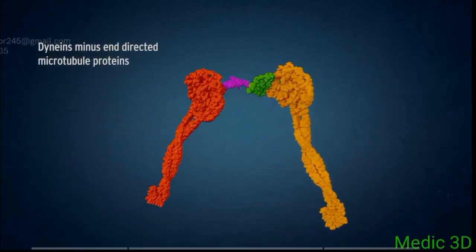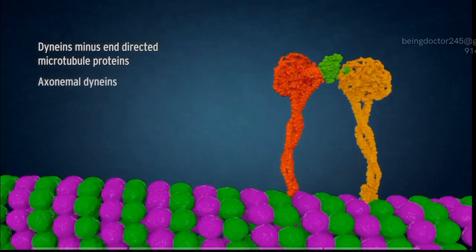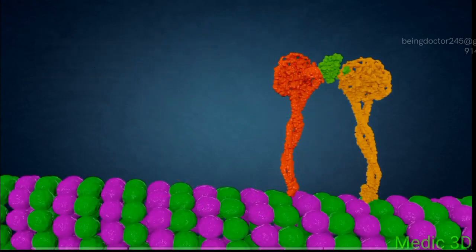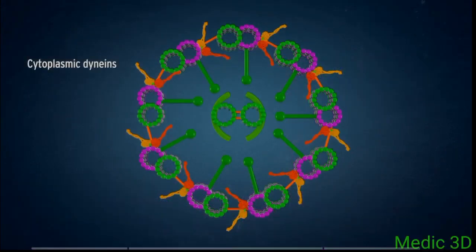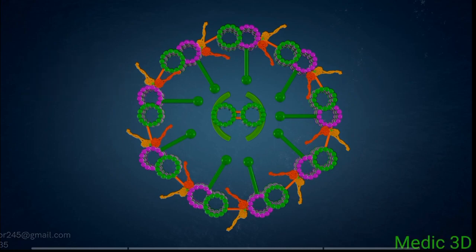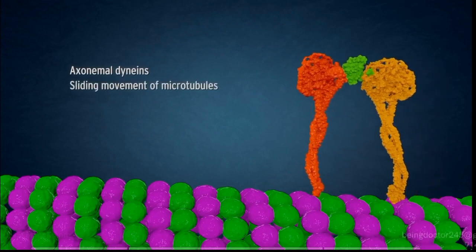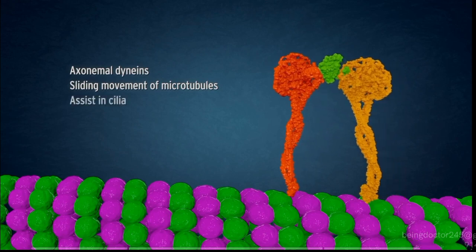The dyneins are minus-end directed microtubule proteins which are further categorized into two groups: cytoplasmic dyneins and axonal dyneins. The cytoplasmic dyneins facilitate the vesicle trafficking and Golgi apparatus localization near the center of the cell. Axonal dyneins carry out the sliding movement of microtubules and thereby assist in cilia and flagellar beating.